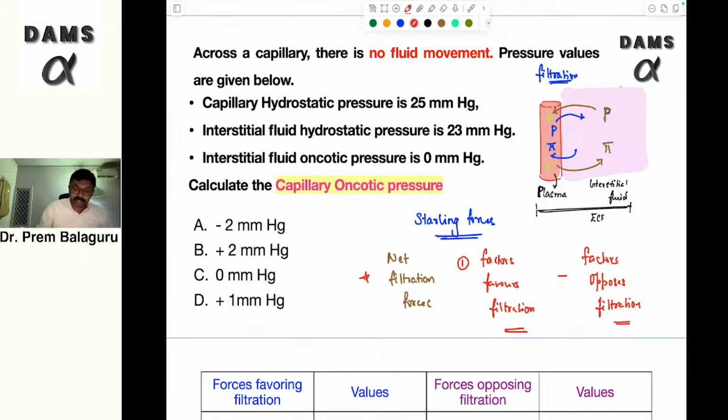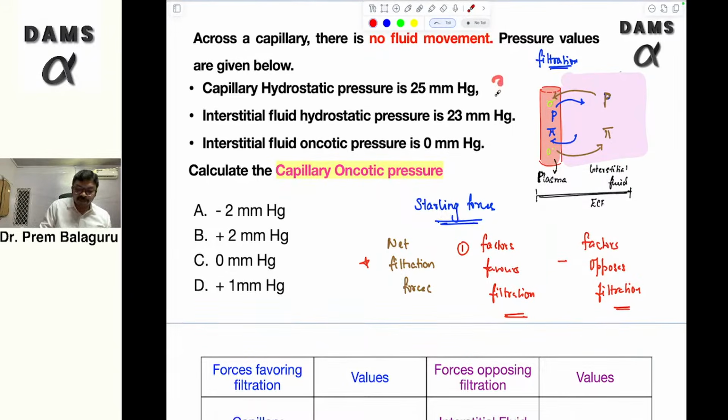But interestingly, the question says there is no fluid movement. If the question is very clear about no movement of fluid, it's obvious that the forces in the capillary as well as forces in the interstitial fluid are going to be equal and balanced, which is why the fluid is neither flowing out of the capillary nor flowing into the capillary. Both these movements are perfectly stopped, because the forces on both sides of the capillaries are equal. So with this in mind, you have to take into consideration whatever forces your question paper is giving.